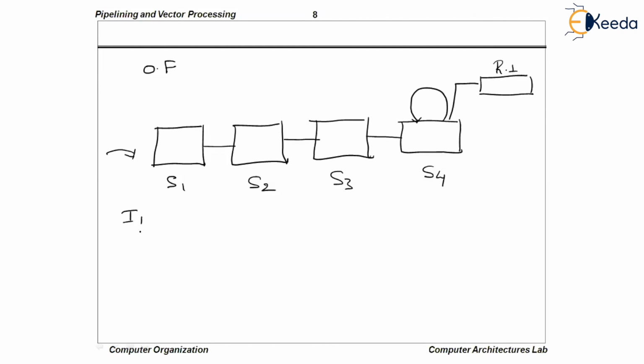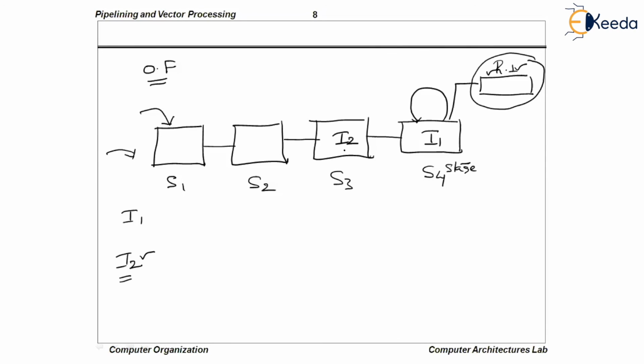Generally, I2 will have to read it from the register, when the register file gets updated after the end of the fourth stage execution. But in the operand forwarding technique, I2 is allowed to enter the pipeline without waiting for that register file to be written. The moment I1 enters stage 1, I2 enters stage 2. The moment I1 enters stage 4, I2 can enter stage 3. So I1 can be here, I2 can be here.